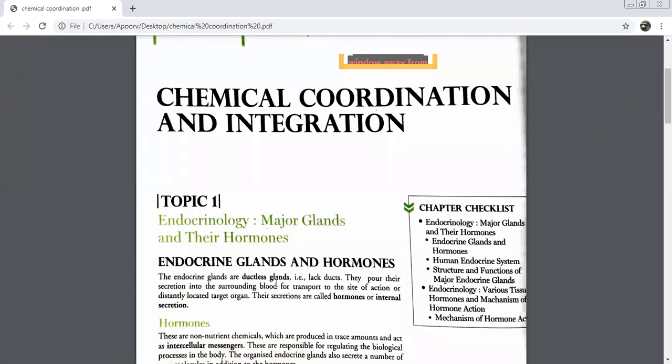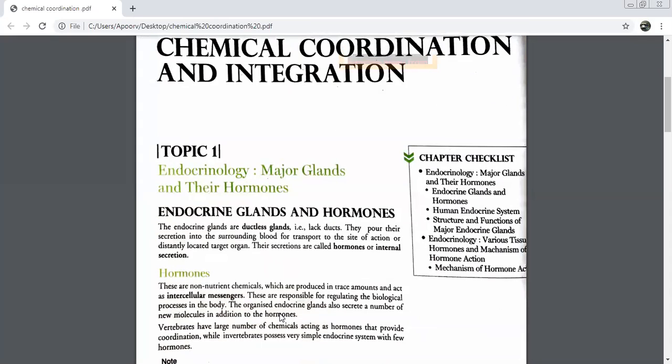It is simply that endocrine glands are which kind of glands, children? Ductless. So they don't have ducts. Very good. If they don't have ducts, then the secretions are directly going where? Into the blood, the bloodstream. So they go directly into the blood, and they go to the targeted organs, wherever they have to go. What is the other name for hormones? Internal secretion. Yes, they are known as internal secretions because they are secreted inside the body.